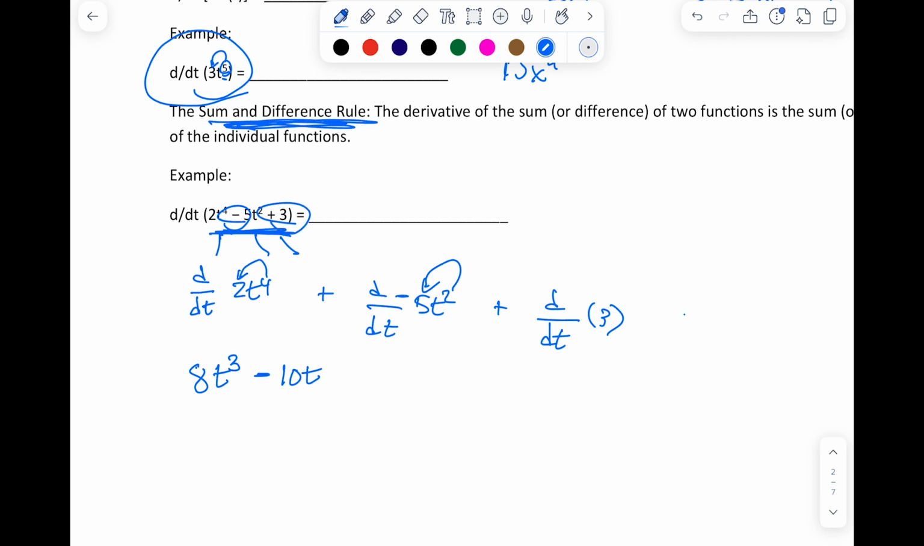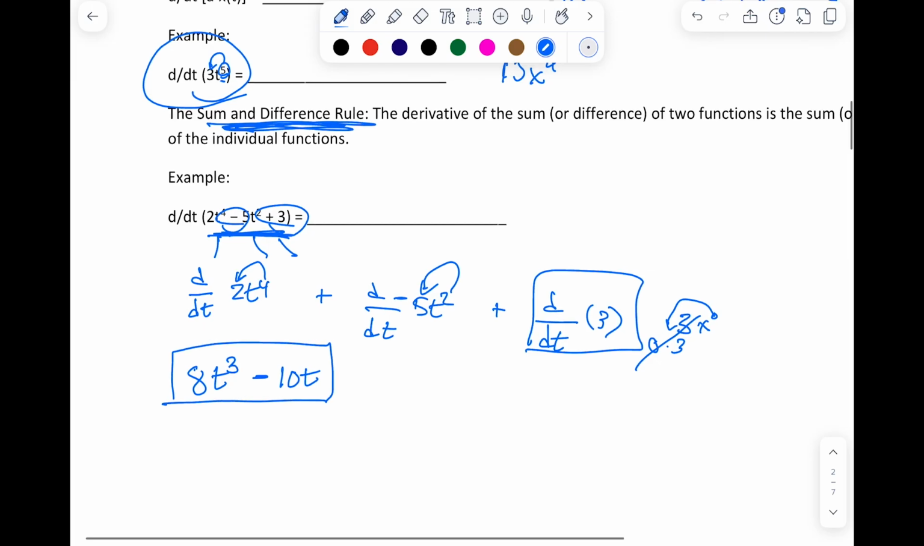Now, if you think about this 3, there's no power, right? So it's really x to the 0, right? And so you bring the 0 down here, and you get 0 times 3, boom. So if you have a constant number right here, it just disappears. So this is the answer. This is the derivative of this problem.